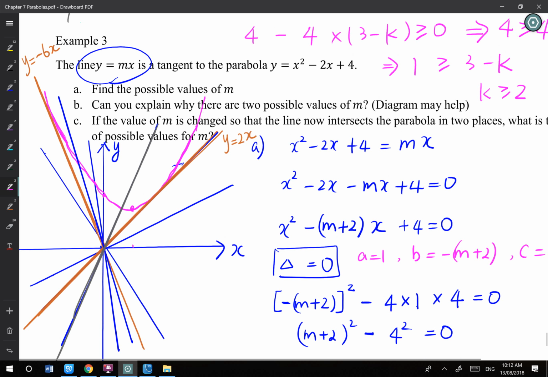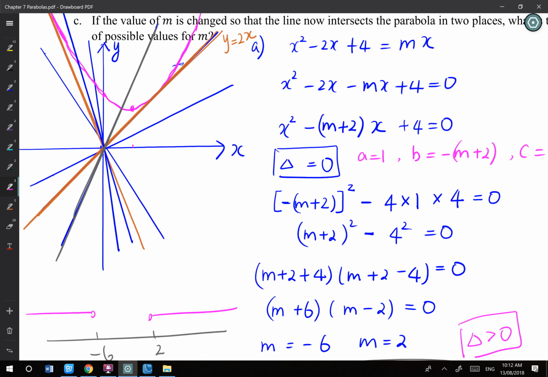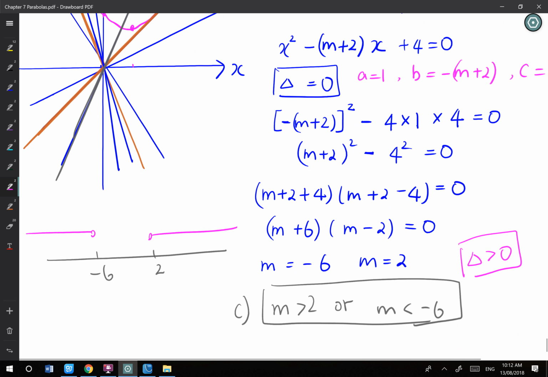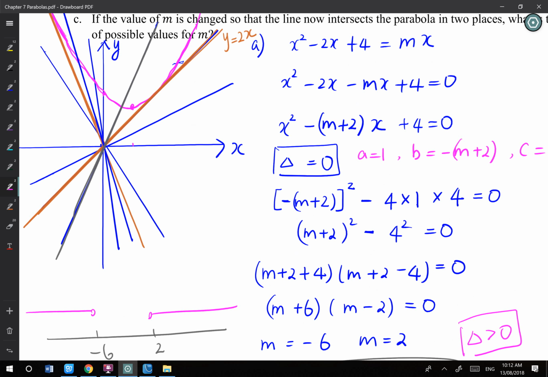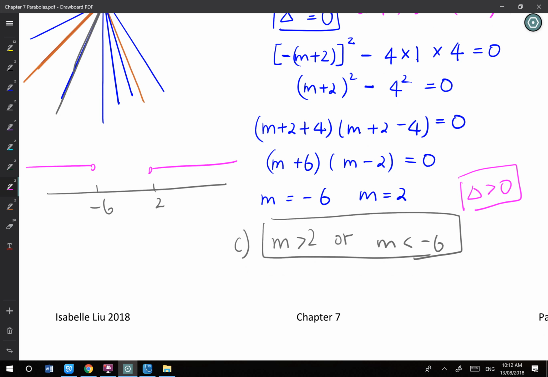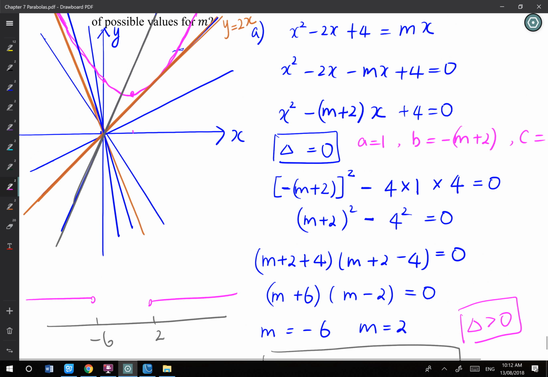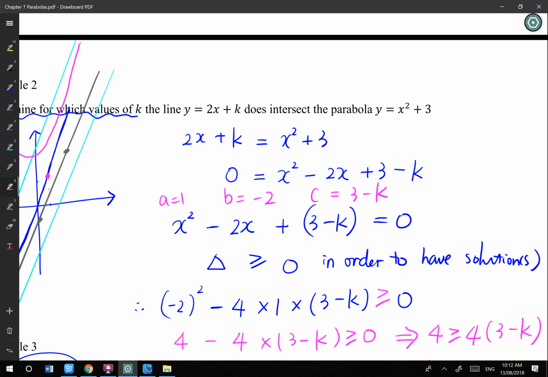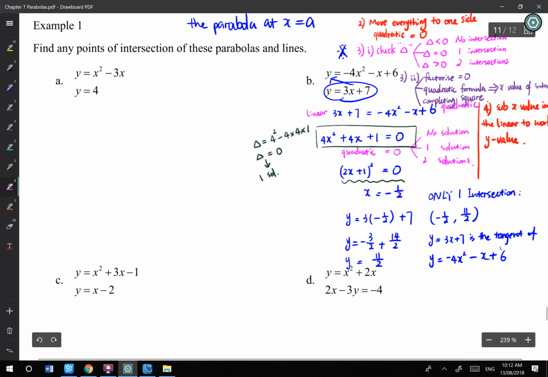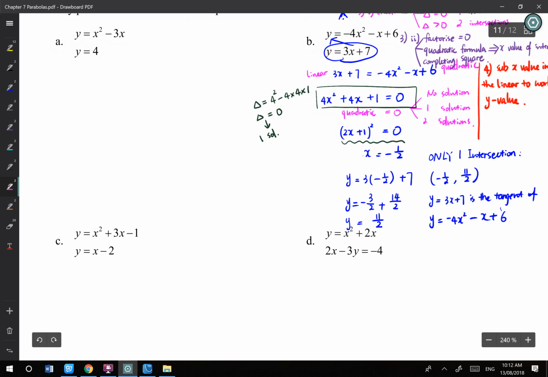Any questions? You probably won't have questions this hard in your test, but you will definitely have questions like what k value can make y intersect, what m value can make a tangent. You won't have C, but for A and B, you will definitely have that. Any other questions? If you don't have questions, use the rest of the 15 minutes to work on A, C, and D to find the coordinates of the intersections.